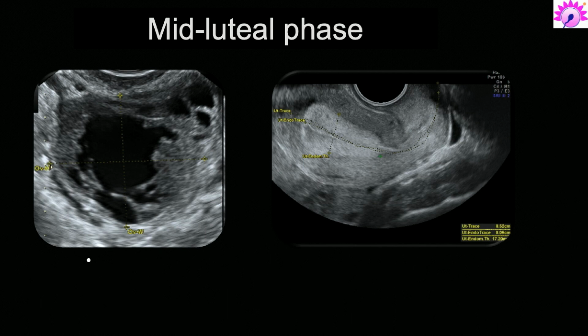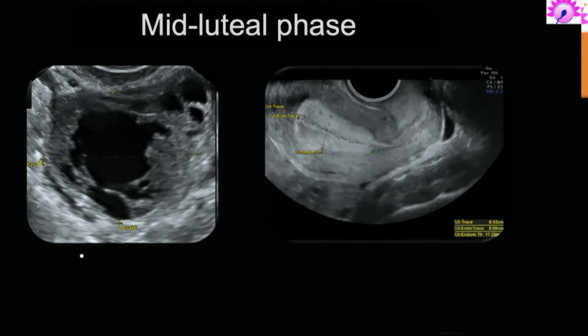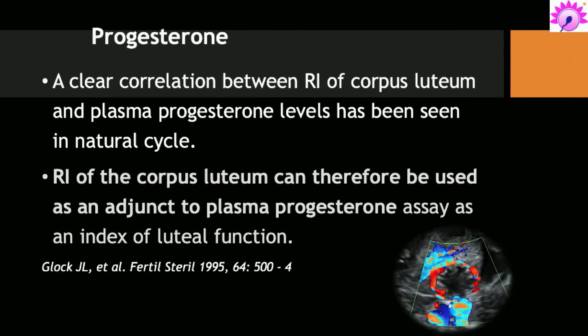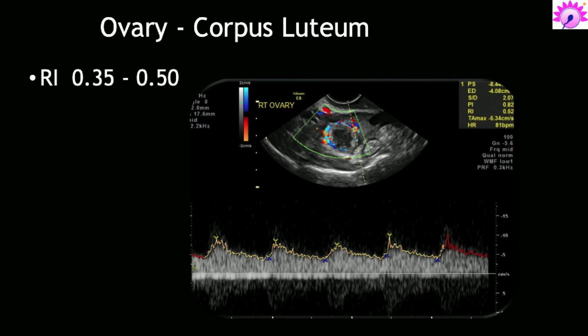If the perifollicular pre-ovulatory RI tells us about the estrogen level, it is the RI of the corpus luteum which tells us about the progesterone level. The RI of the corpus luteum can be correlated with the plasma progesterone levels, and can therefore be used as an adjunct to the plasma progesterone assay as an index of luteal function. And the RI of the corpus luteum should always be less than 0.5.